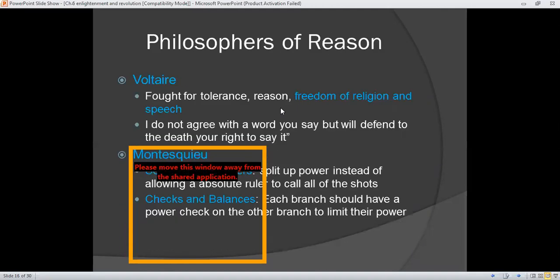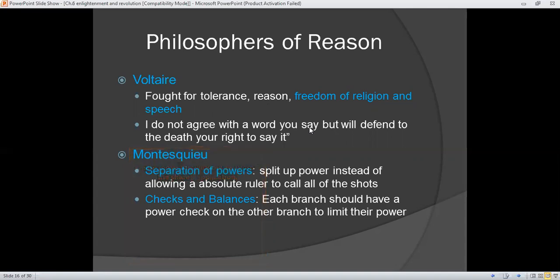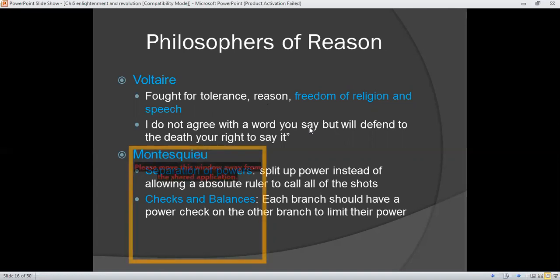The third philosopher was Voltaire. He fought for extra freedom, freedom of religion, freedom of speech, and he fought for tolerance and reason. People should tolerate each other. They should tolerate the government, wait till they see what they will do. And at the same time, they should have reason why they dislike or like things.